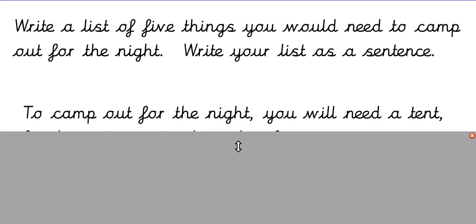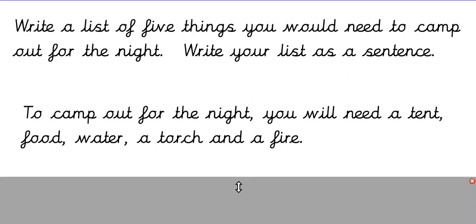Okay, let's have a look then. So, to camp out for the night, you will need a tent, food, water, a torch and a fire. So I've got 1, 2, 3, 4, 5 items. I've made sure that my "and" goes at the end of my sentence and I've made sure to separate each of my items with a comma instead of the word "and".